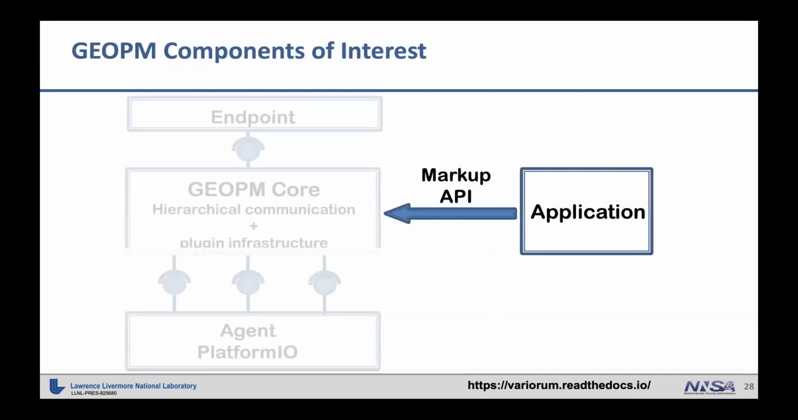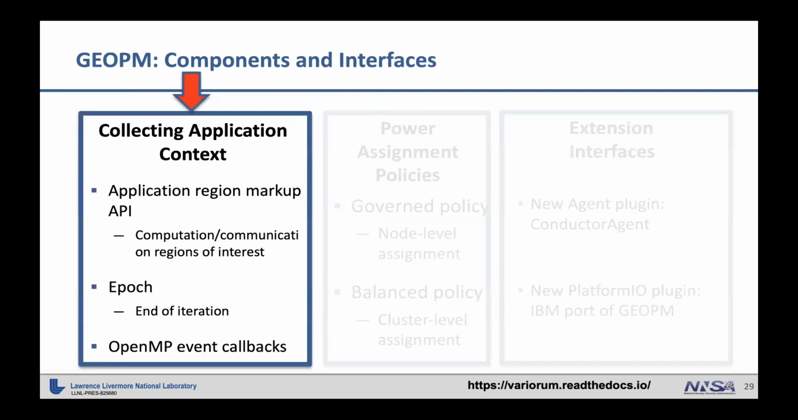Okay, so that was GOPM core and how to build an application with it. The second part of GOPM is the application markup API. We can use this markup API to incorporate knowledge about the application behavior into the power management decisions of GOPM, so GOPM is better equipped about what the application is doing and what it can do about it. I'm not going to go into too much detail of the Markup API, but here is a high-level overview. There are 3 types of Markup APIs that GOPM provides.